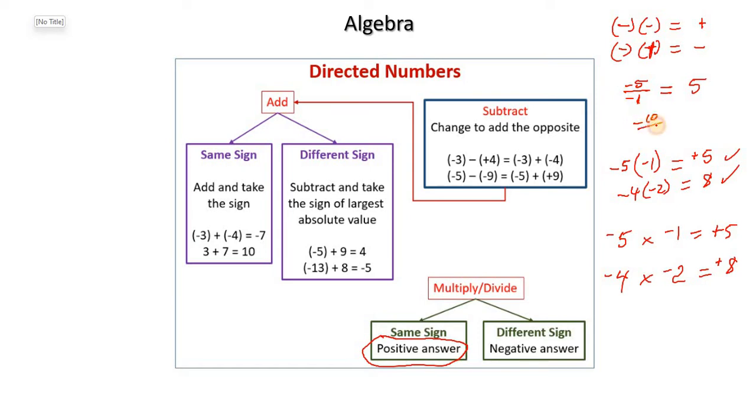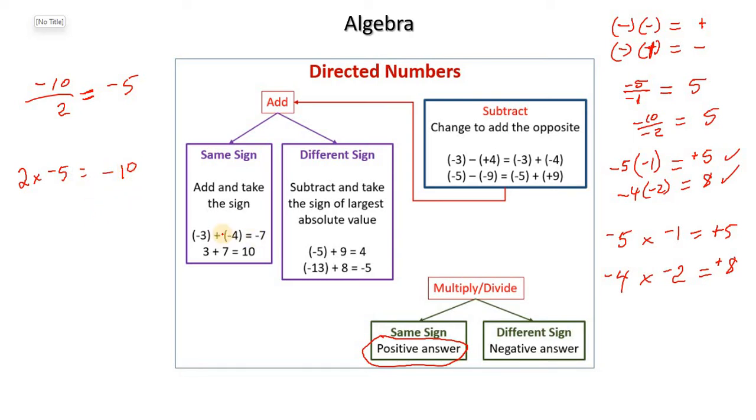And -10 divided by -2, what should the answer be? Positive 5. Right. Good. But what about if the signs are different now? Then you get a negative answer. So if I have -10 divided by 2, what would that be? Negative 5. Right. And it makes sense, because 2 times -5 will give us what? -10.